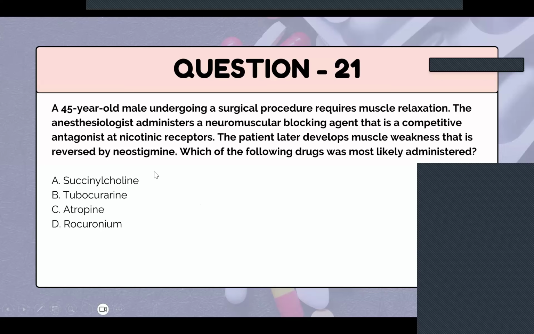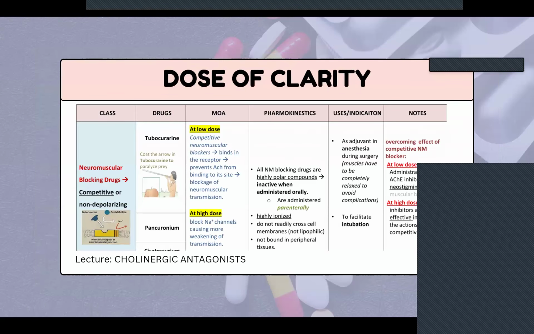Yes. So someone answered B, and that is the correct answer, tubercularine. Now, the important thing here was to see the MOA or mechanism of action, which was mentioned, a competitive neuromuscular blocking agent, and that acts as a nicotinic receptor antagonist. So it was tubercularine, which prevents acetylcholine from binding at the neuromuscular junction, and it results in muscle paralysis.